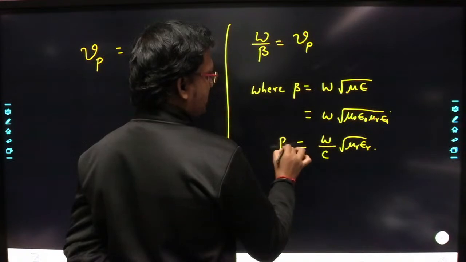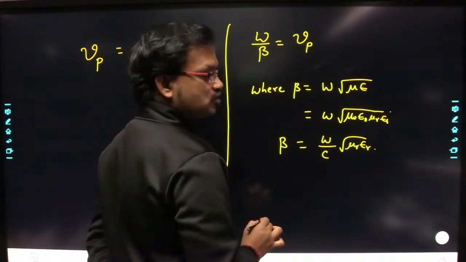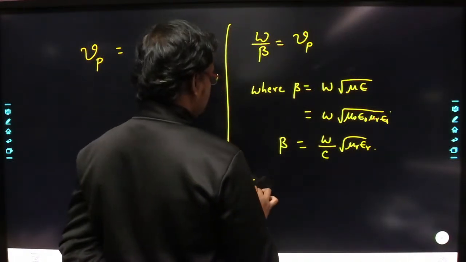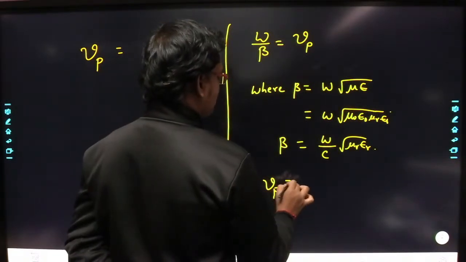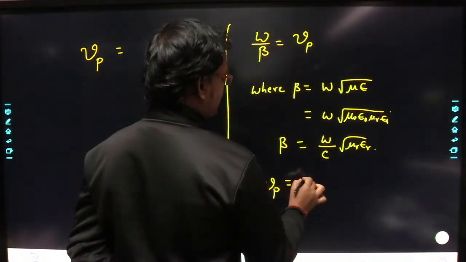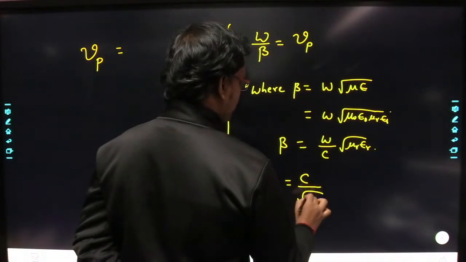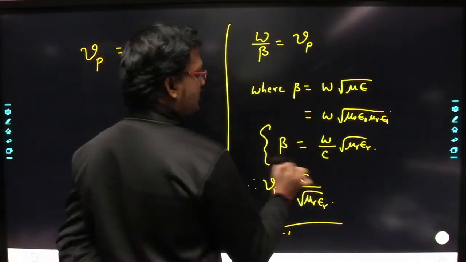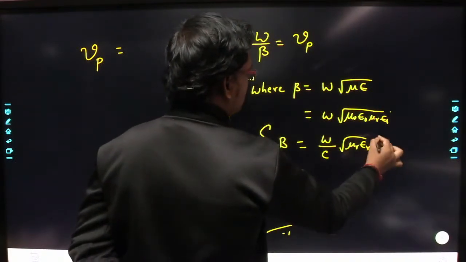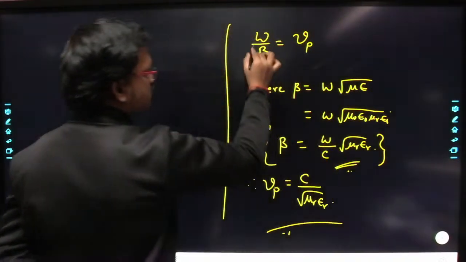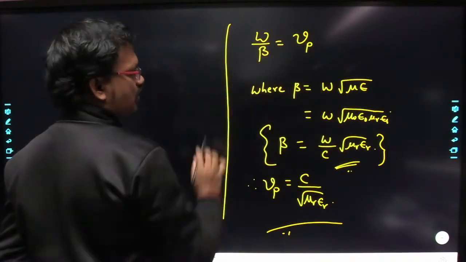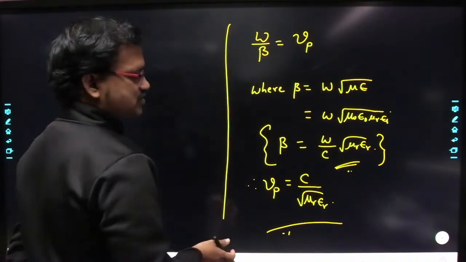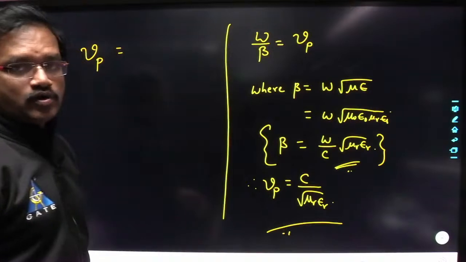So in this manner I can write beta equal to omega by c into square root of mu r epsilon r. Therefore phase velocity will become simply c by square root of mu r epsilon r. If you substitute in place of beta omega by c into square root of mu r epsilon r, what you are going to get? The phase velocity is equal to c by square root of mu r epsilon r.